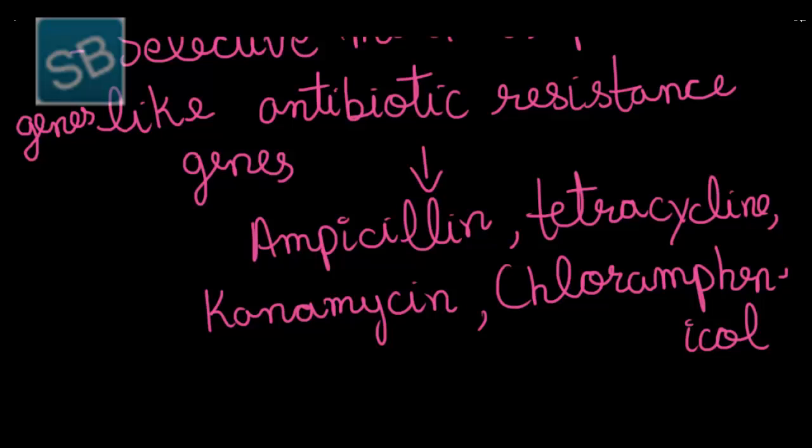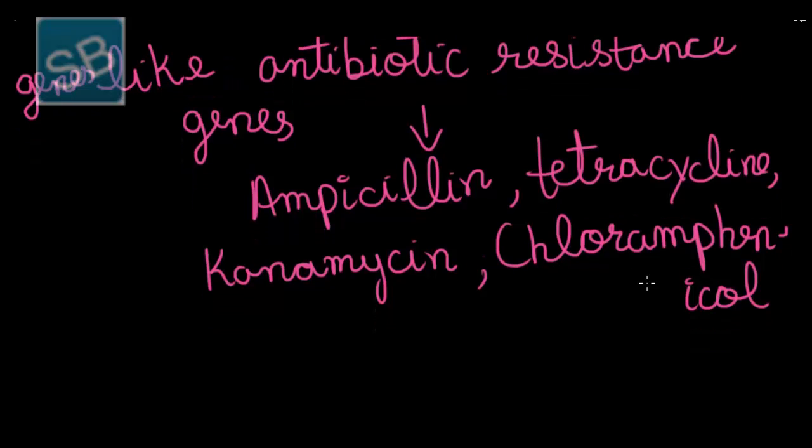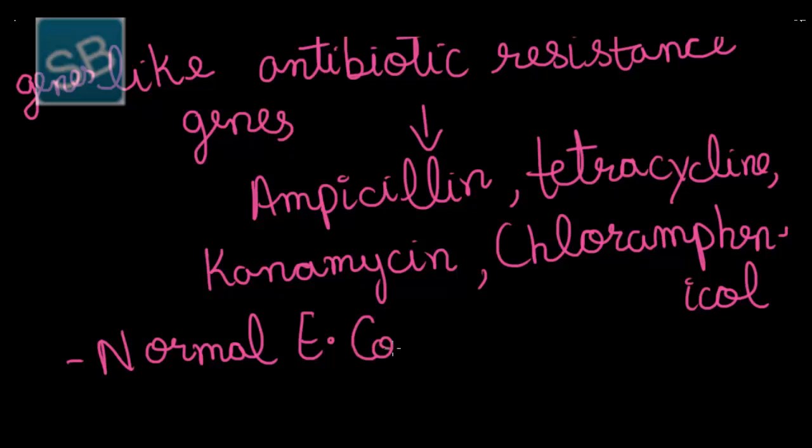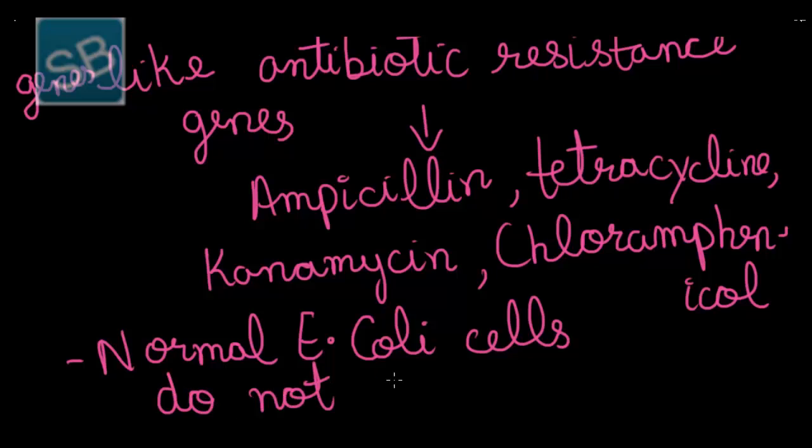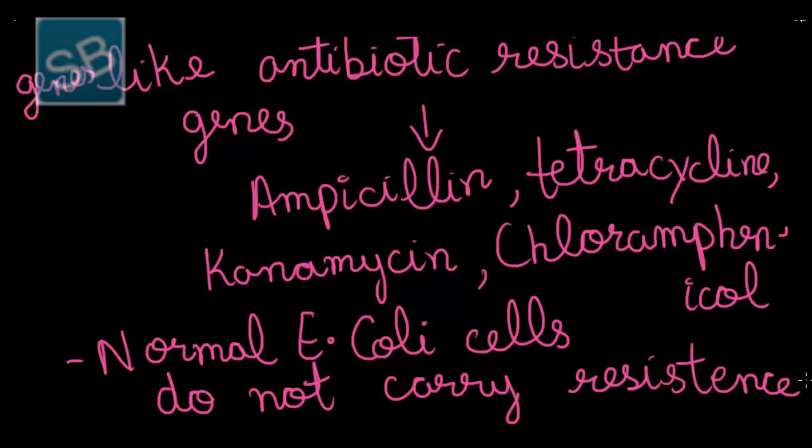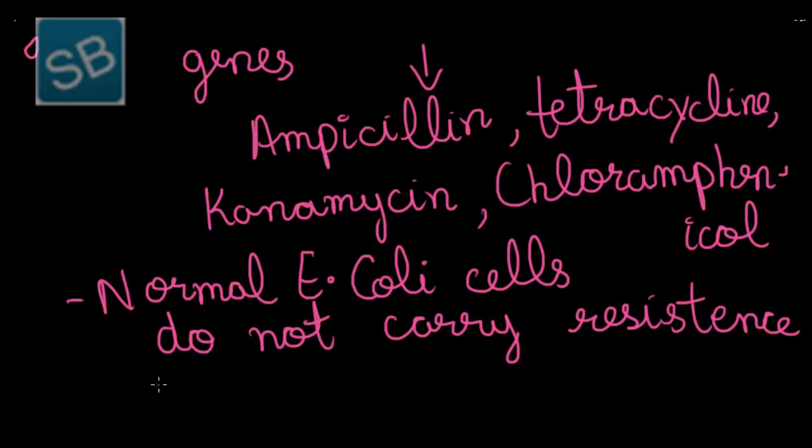For example, normal E. coli, which forms the host for the vector, does not contain such antibiotic resistance genes. The normal E. coli cells do not need any sort of antibiotic resistance. Therefore, E. coli cells in normal nature do not carry resistance against any of these antibiotics.